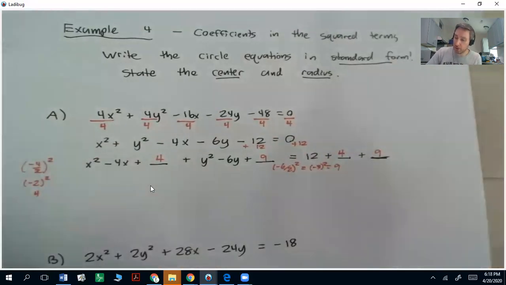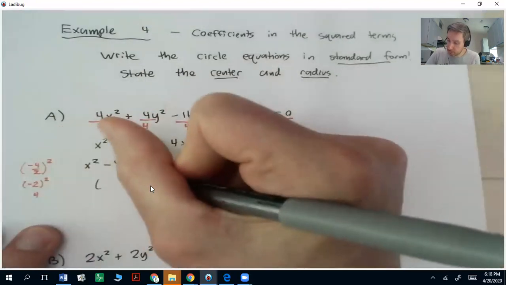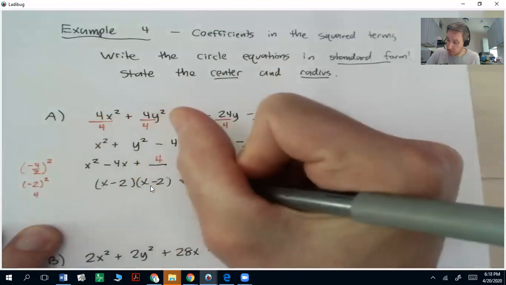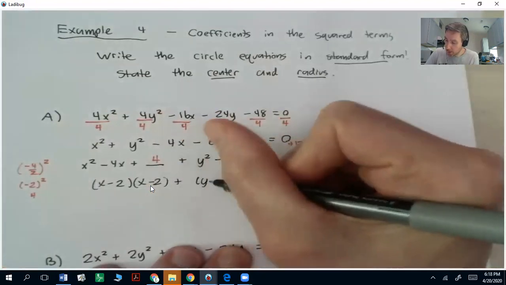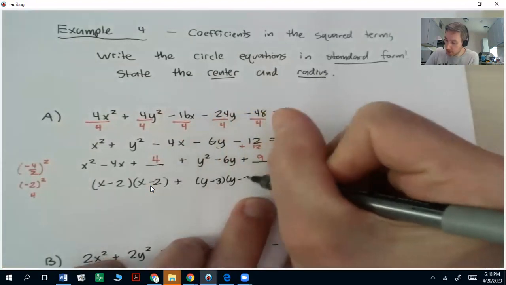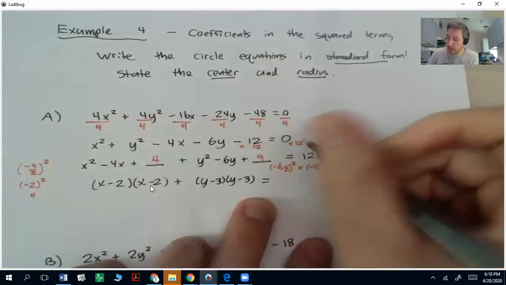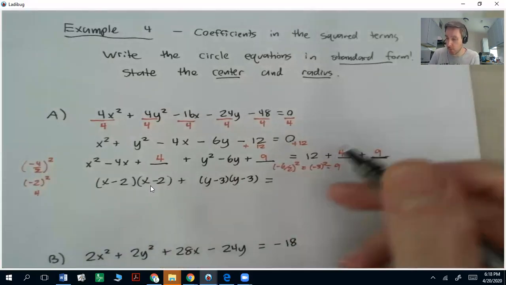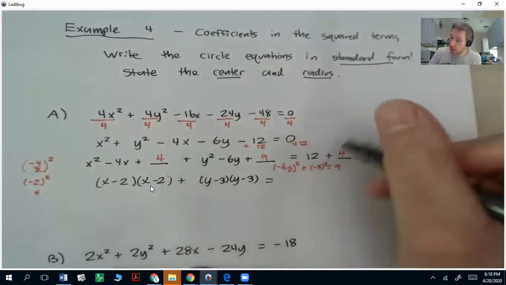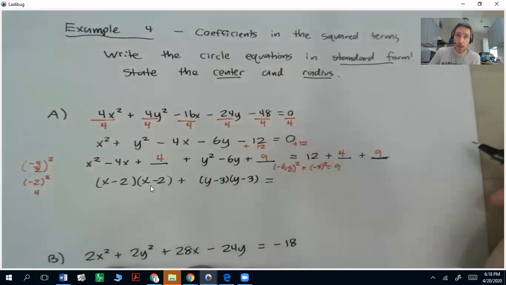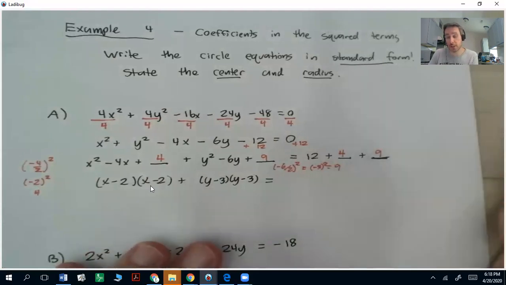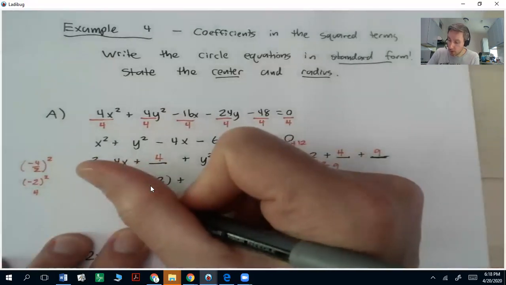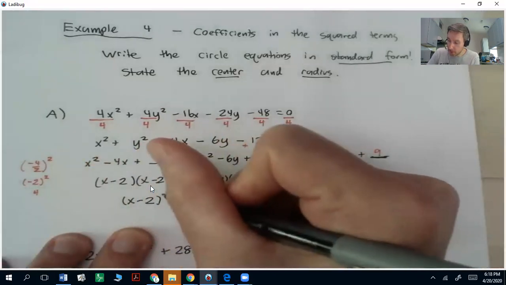We factor: x minus 2, x minus 2, y minus 3, y minus 3. And you should recognize now that it's just going to be one factor written with a squared term, because we want it to look like that in the equation. 12 plus 4 is 16. 16 plus 9 is, well, 16 plus 10 is 26. Take away 1, 25. And here is your equation.